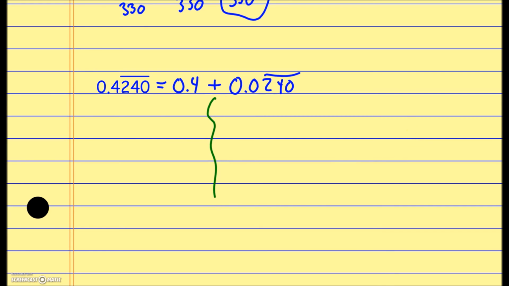The first chunk, I'm going to do the same way I did before. That's 4 over 10, which is really a 2/5. Okay. The second chunk, I'm going to kind of think of it this way.